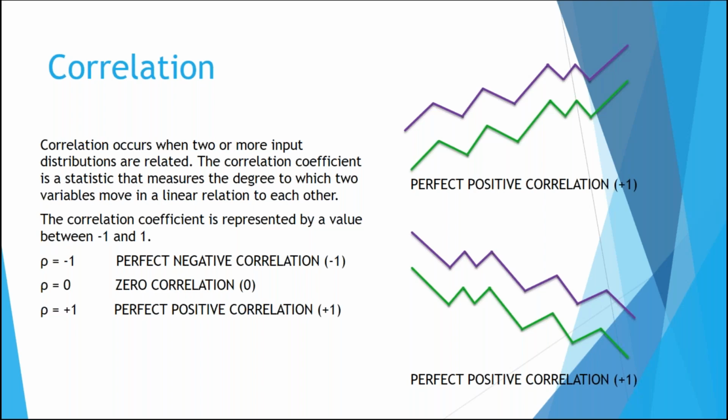Now, the correlation coefficient is represented by a value between -1 and 1. And I am sure that most of you already know this, but we had a lot of questions about this in a past webinar. So that's why I'm explaining specifically what correlation is.